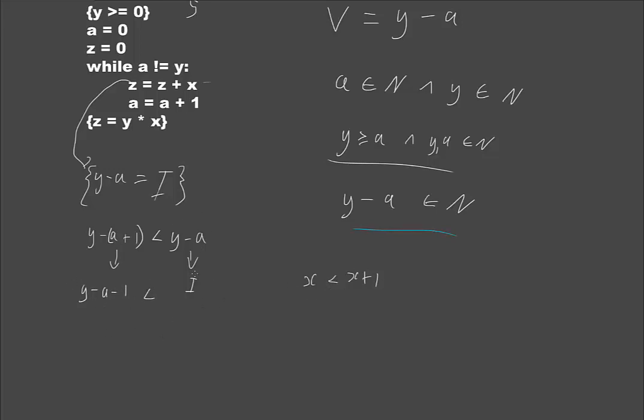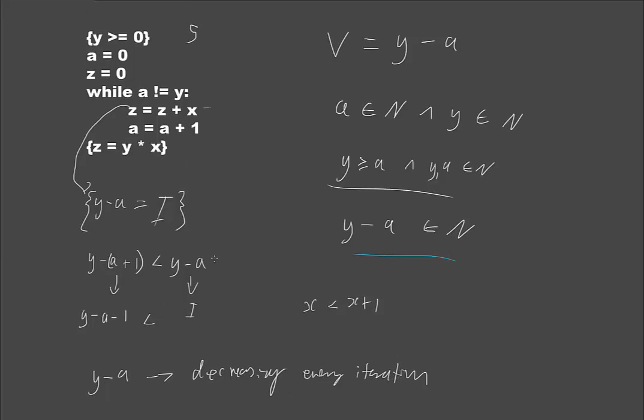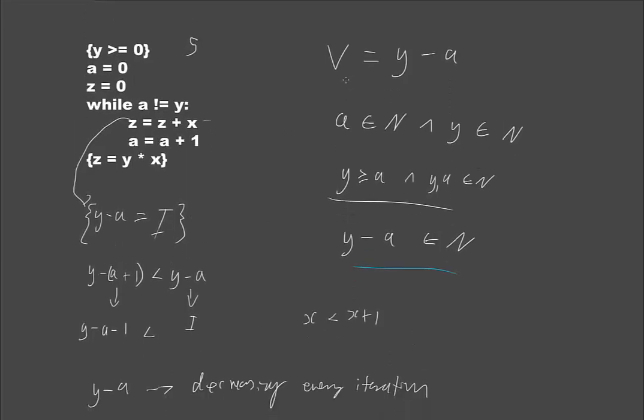So we've proved that the new value will always be less than the original value, and thus we've proved that our variant y minus a is decreasing every iteration. Again, I'm not sure how formal all that needs to be, but that's the general process you go through to prove the variant. And then between those two, the partial correctness proof and the proof that the variant satisfies those three conditions, you have total correctness.